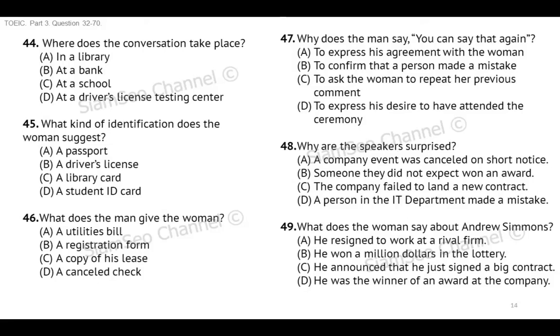Number 44. Where does the conversation take place? Number 45. What kind of identification does the woman suggest? Number 46. What does the man give the woman?